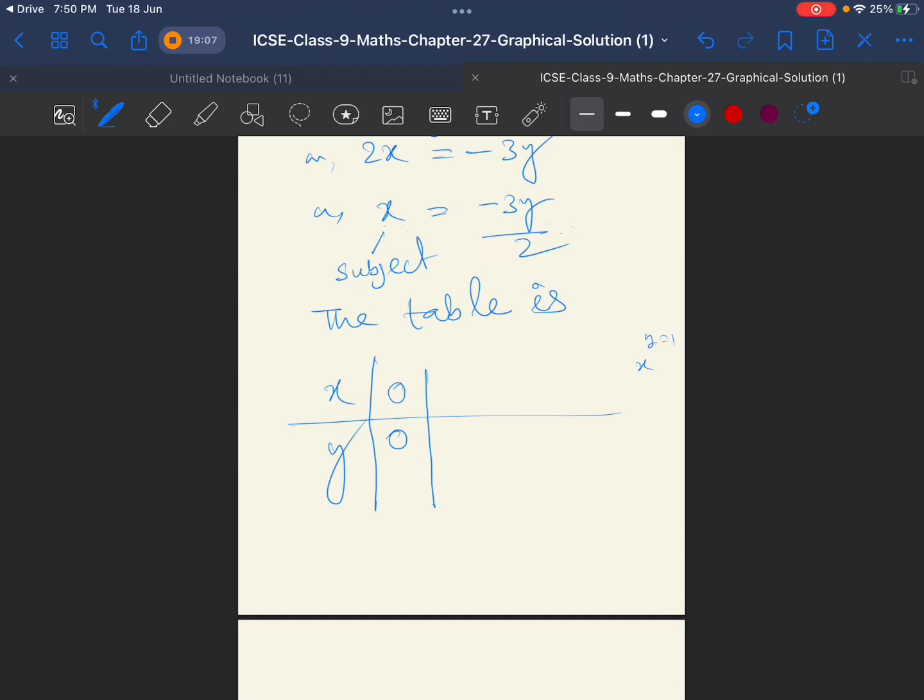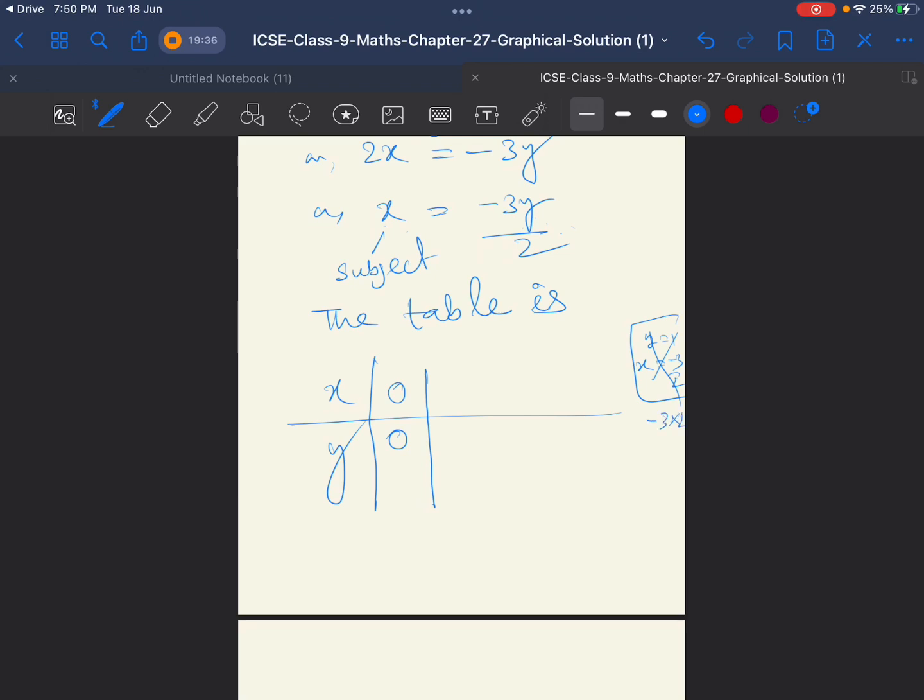Okay, when y equals to 1, then we get the value of x as minus 3 by 2. It is not possible. The fractional value is not possible here. We always take integer values. Okay, so this is not possible. So y equals to 1 is not possible here.